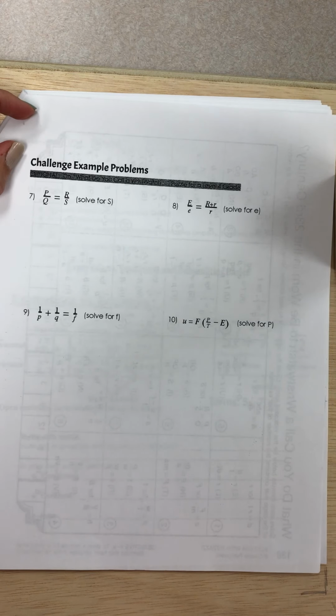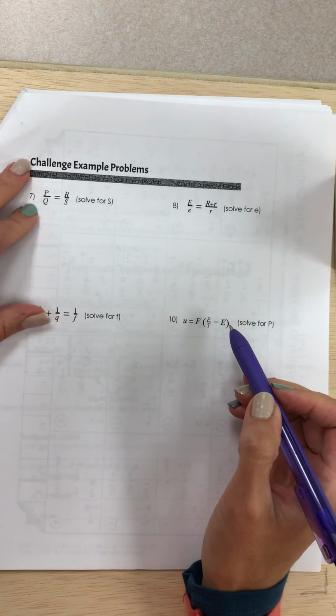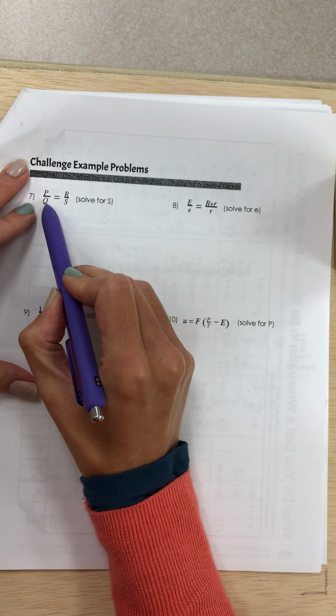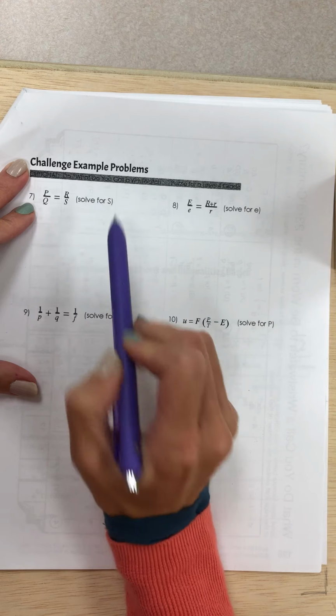All right, we're doing the second part of our solving literal equations unit. These are some challenge example problems. Let's go ahead and try these. I have P over Q equals R over S. It's really a proportion, and I want to solve for S.